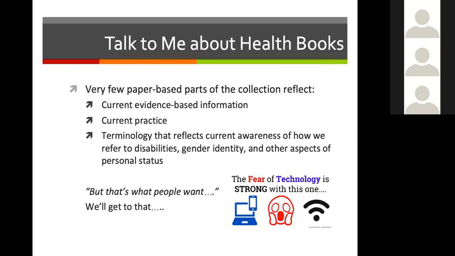Okay, but what about health books? There must be some place for paper in our collections. There actually are. There are very few, but there are a few, as long as they reflect current evidence-based information and or current practice, and the terminology that they use reflects our current awareness of disabilities, gender identity, and other aspects of personal status. And this means that very, very few traditional paper health and wellness books are going to pass muster.